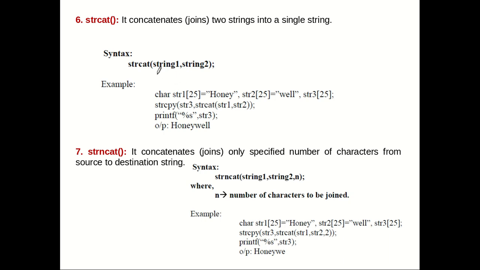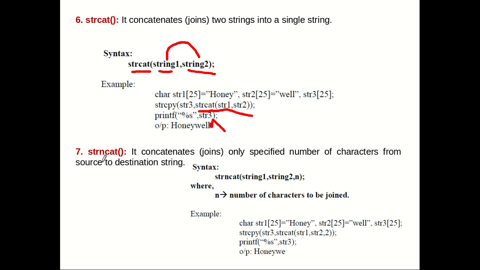Next, strcat is used to concatenate or join two strings into a single string. This is strcat, string 1 and string 2. We want to combine the content of string 1 with string 2. Here we are calling the function strcat, and after that we are copying the content of the combined string to string 3. Then we are displaying the content of string 3.